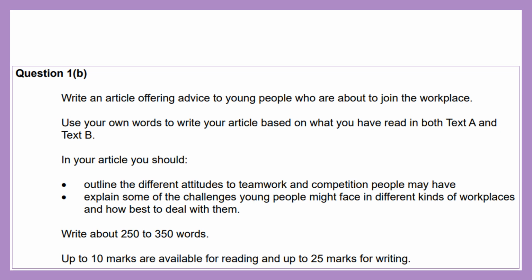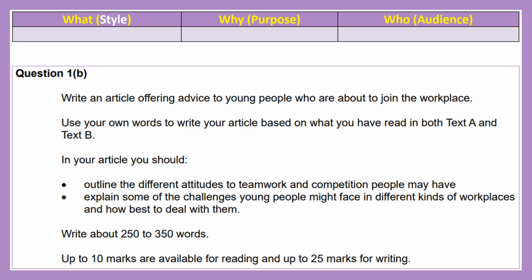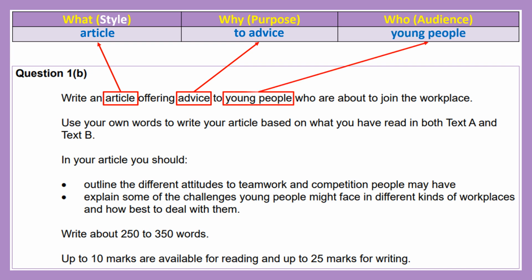A helpful approach is to consider 3 W's. What style of writing are you creating? An article. Why are you writing? The purpose is to advise young people who are about to join the workplace. Who is your audience? Young people. The topic of discussion is the workplace.